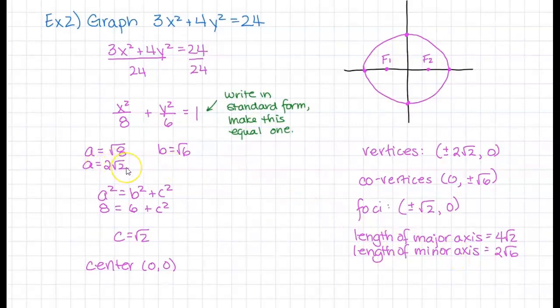A was 2 root 2. And so you double it, you get 4 root 2. B was the square root of 6. You double it, you get 2 root 6.